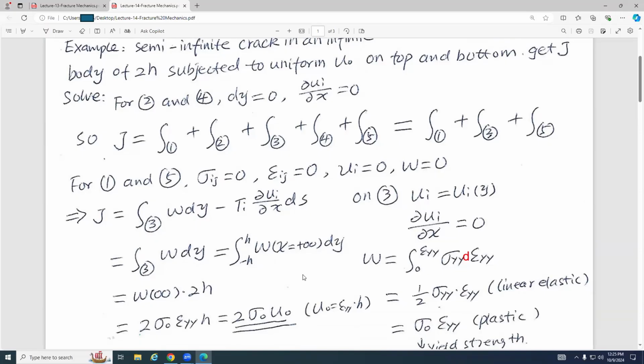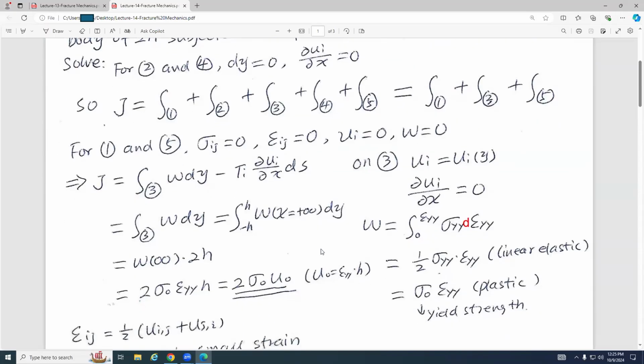So this W is the strain energy density. Supposedly this W is independent of y. That's the reason we take this W out. So this is at x equals infinity, very, very far away from here. How to get this W? This is how we get this W for the linear elastic.